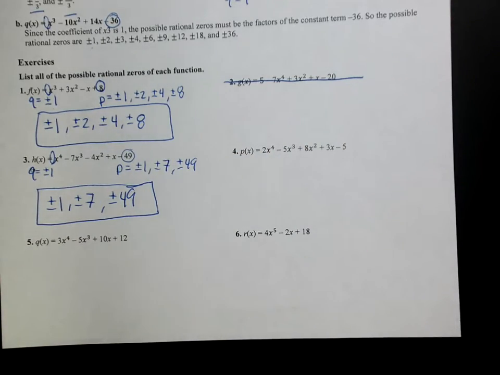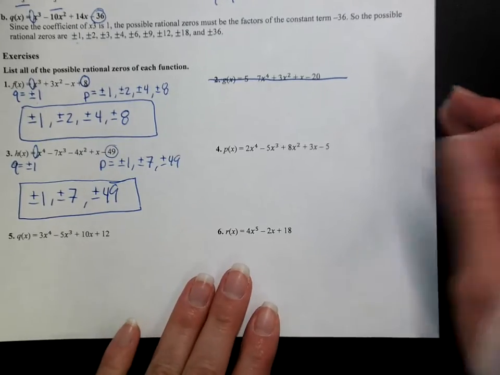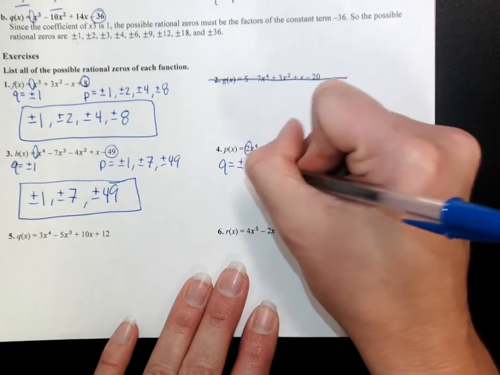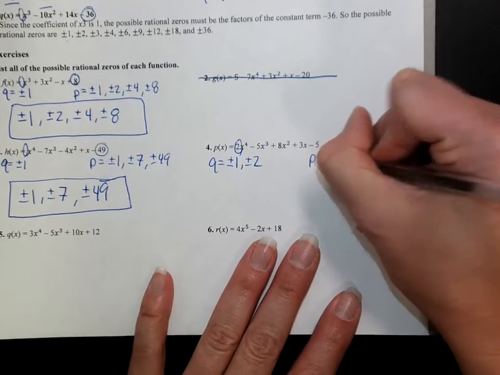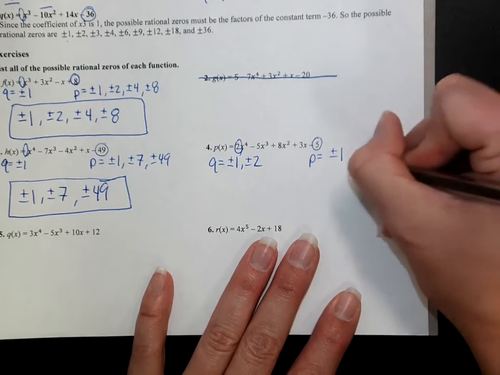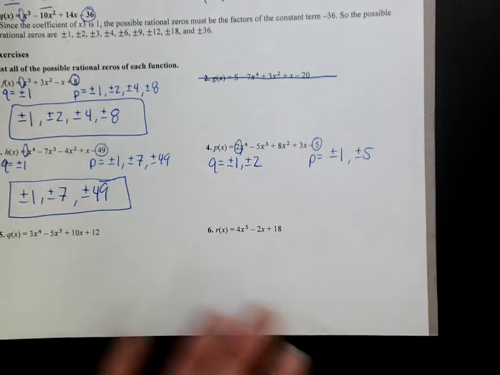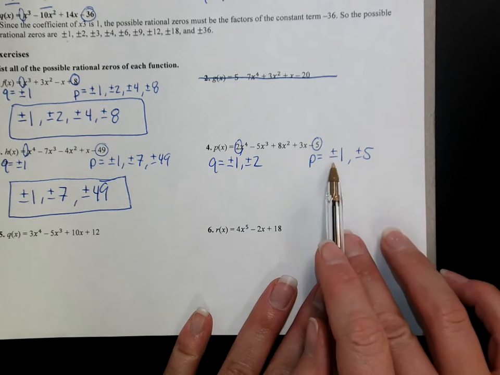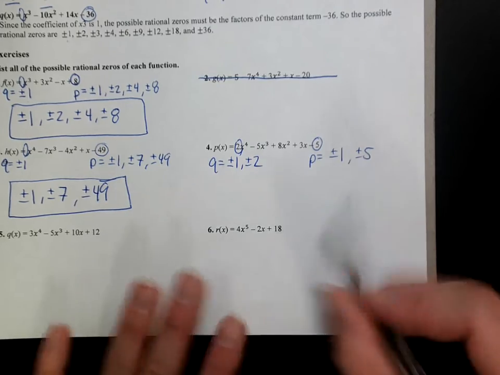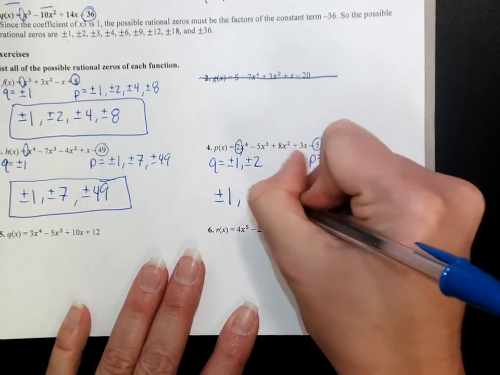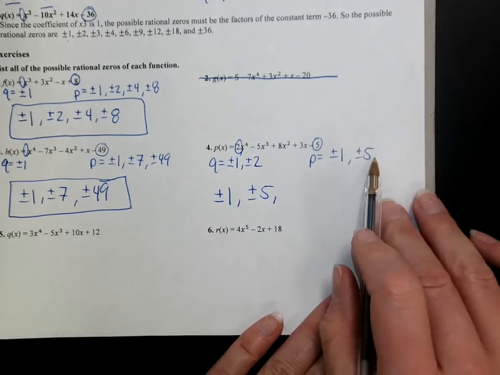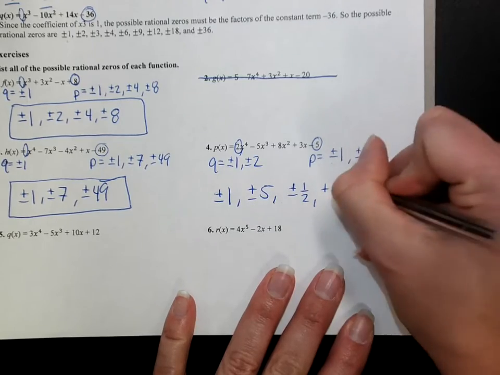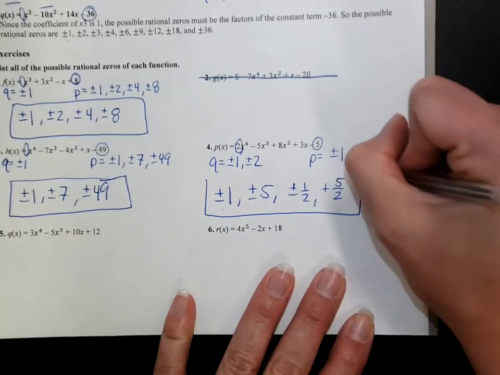Okay? Number 4, we have a coefficient in front. So looking at this, Q, all the factors of 2. That's 1, and that's 2. P, all the factors of 5. That's 1, that's 5. For my solutions, I take all of these numbers and divide them by all of these. So first I'm going to divide all these by 1. When I divide 1 by 1, I still get 1, and I still get 5. Then I divide all these numbers by my second Q value, 2. When I do that, I get 1/2, and I get 5/2. Those are all your possible solutions.